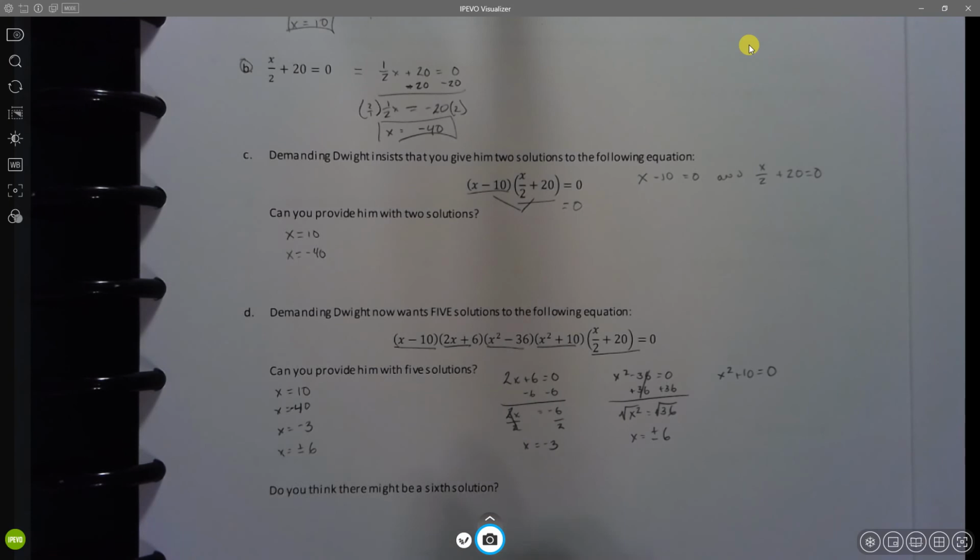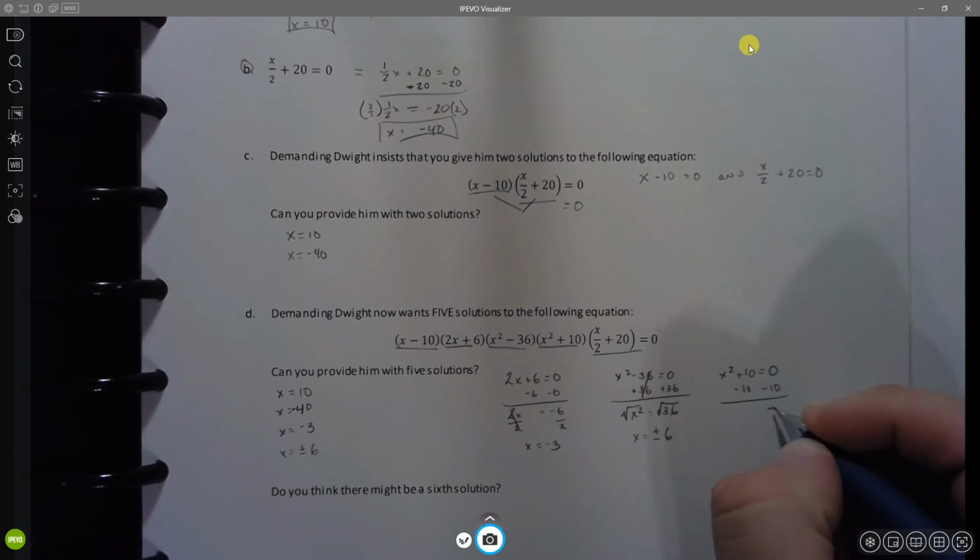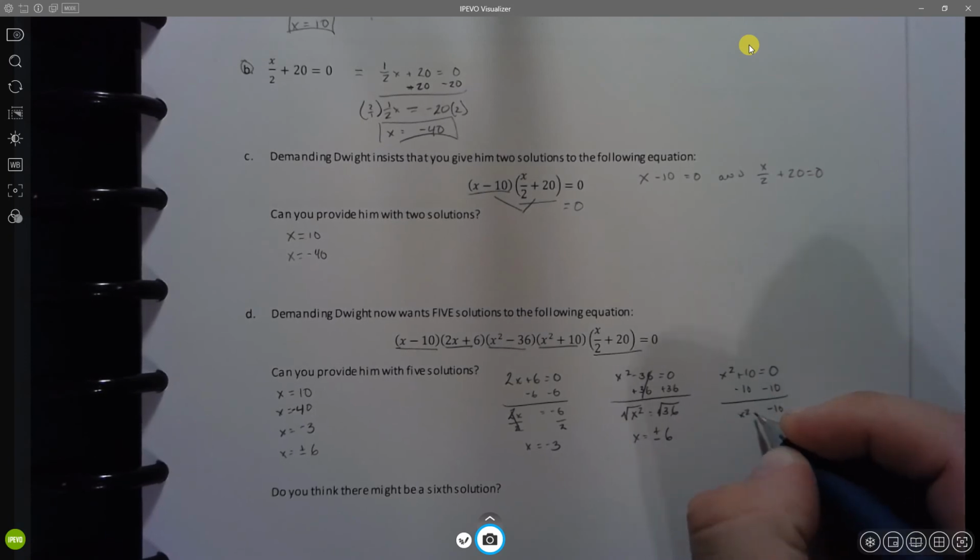Well, there's 5 solutions right there. Okay, so those are 5 possible solutions. So do we need to do x squared plus 10? Yes, we still need to do x squared plus 10. Subtract 10 from both sides. 10 minus 10 is 0. 0 minus 10 is a negative 10. X squared equals a negative 10.